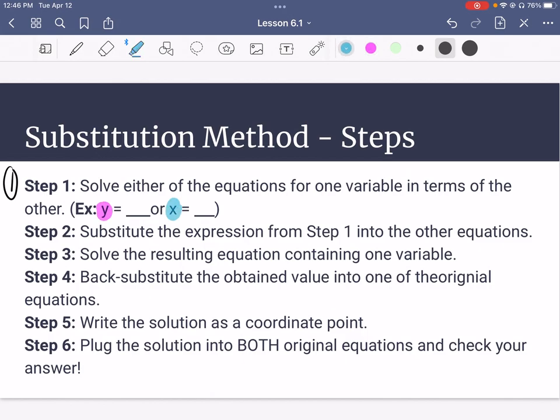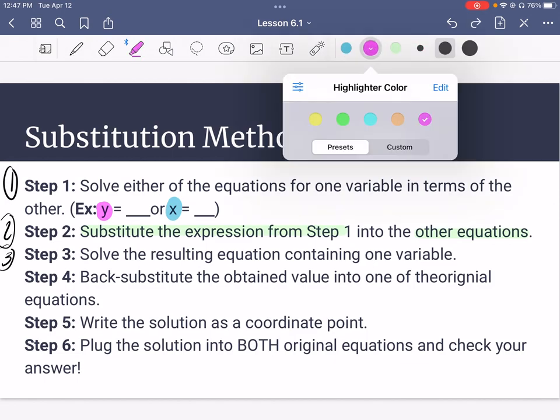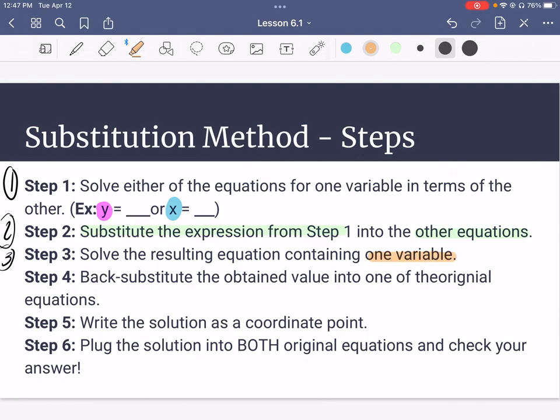So here are the steps to substitution method. Step 1, solve either of the equations for one variable. So either solve one of the equations for y or solve one of the equations for x. Or in many cases, one might already be solved for you, which is nice. Then you can just skip to step 2. Step 2, substitute the expression from step 1 that is equal to the x or the y into the other equation.